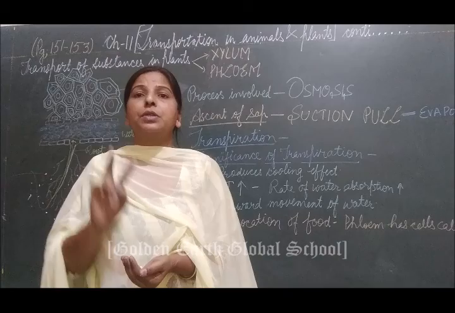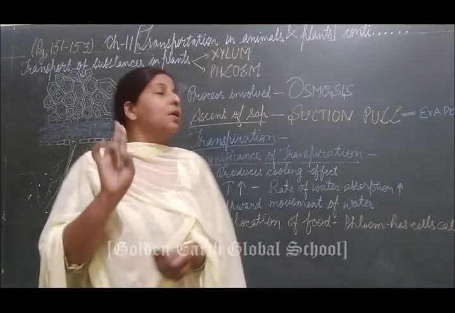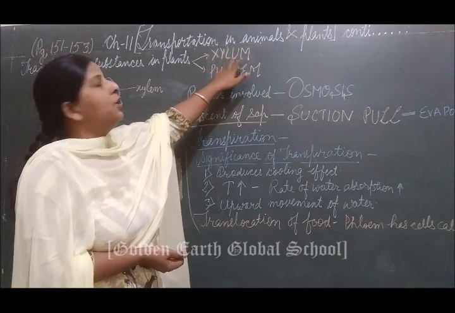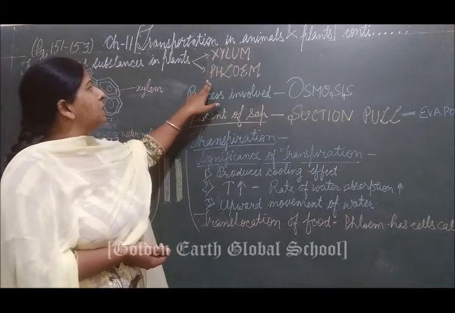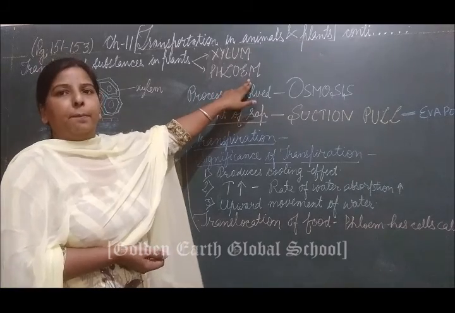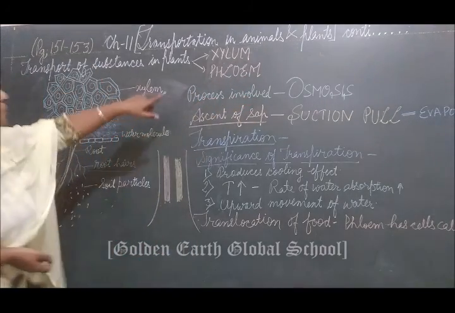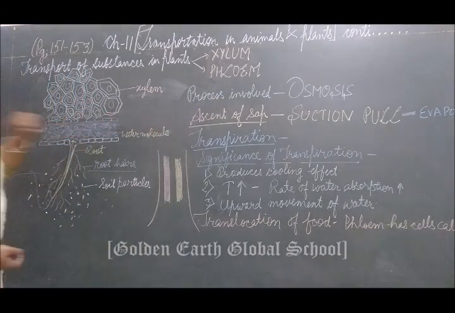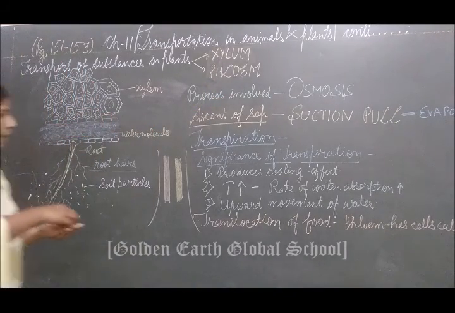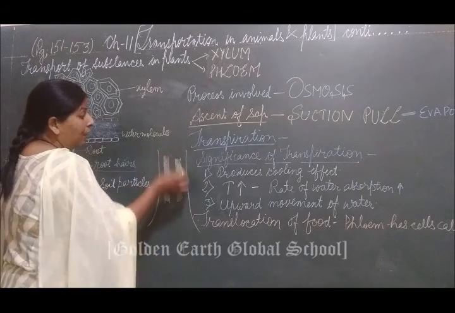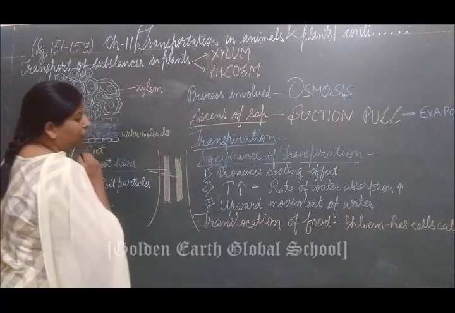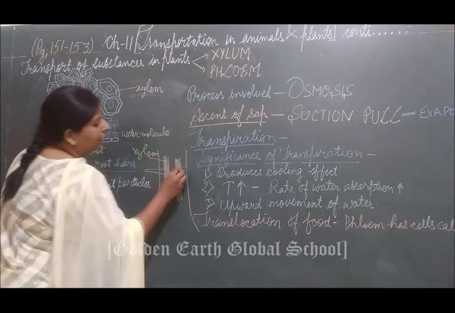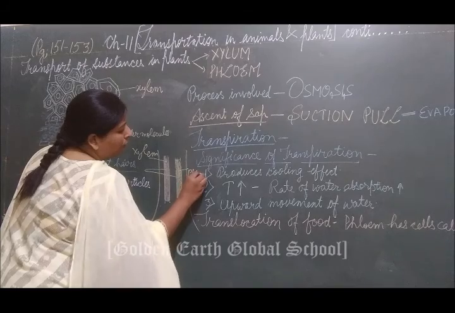Inside the plant body there are two vascular bundles. First one is the xylem, and next one is the phloem. X-Y-L-E-M, xylem. Next one is P-H-L-O-E-M. When PH comes together, you know that it produces the sound of F. And then these are called the conducting channels or vascular bundles. Just consider this one as the xylem, and this one is the phloem.